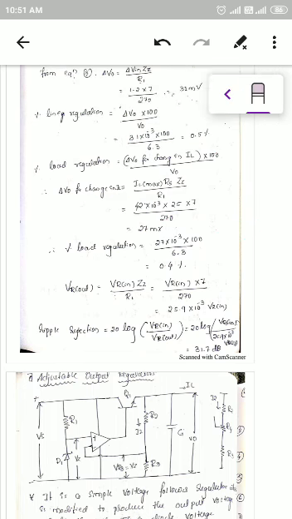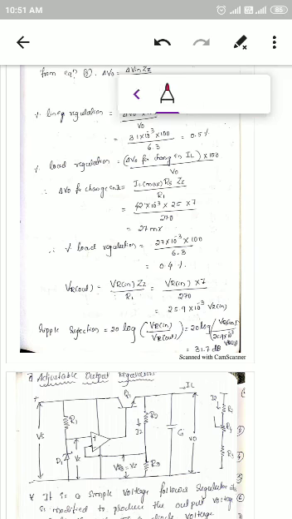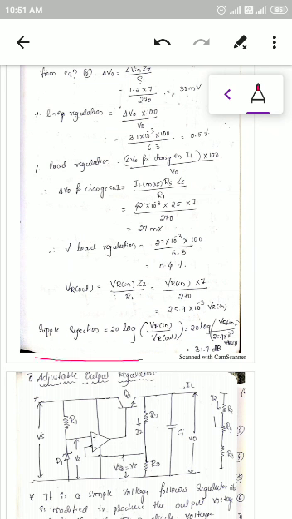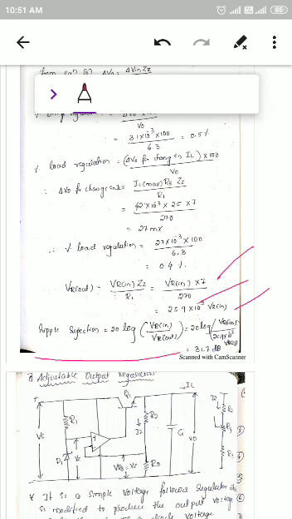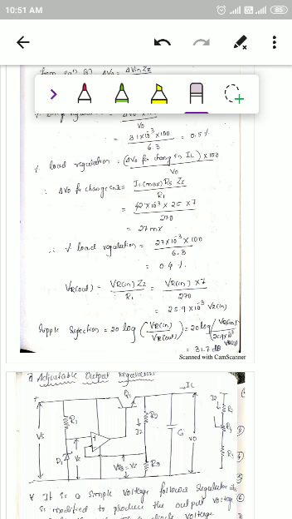Line regulation is calculated, load regulation is calculated, and you are asked to calculate the ripple rejection. The ripple rejection factor equation is 20 log of VR in divided by VR out. So we have to find VR out and VR in. First we will find VR out. VR out is equal to VR in into ZZ divided by R1. VR in you keep as it is, ZZ impedance is 7, R1 is 270, so it is 25.9 into 10 raised to minus 3 into VR in. Now substitute this in the ripple rejection equation.